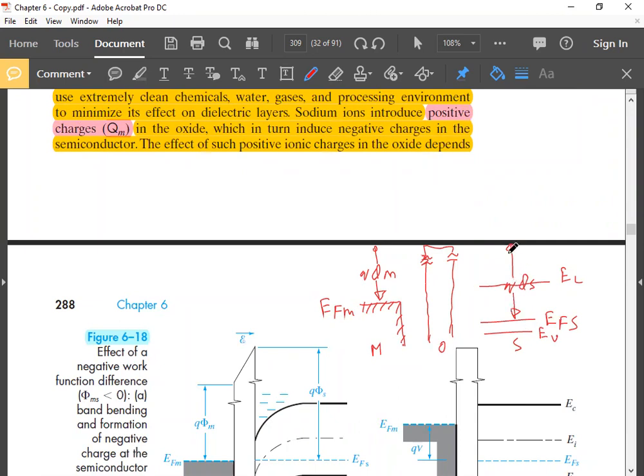Now this q phi s is greater than q phi m, because phi ms is negative, I told you. Typically phi ms is negative. That means phi m is less than phi s.